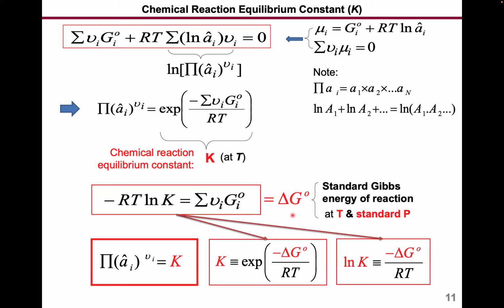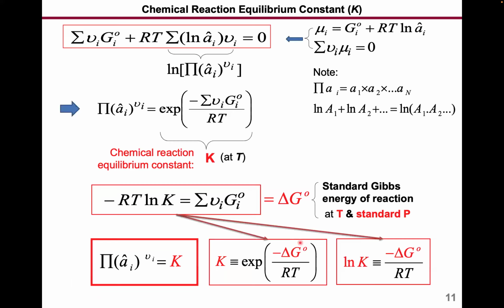Okay. And then if you replace this with ΔG^0, then you quickly realize natural log K is going to be minus ΔG^0 divided by RT. And then you take the exponential, so K is just going to be exponential of minus ΔG^0 divided by RT. So these are just different ways of rewriting this equation. But these three equations are very important when you describe a chemical reaction equilibrium, okay?